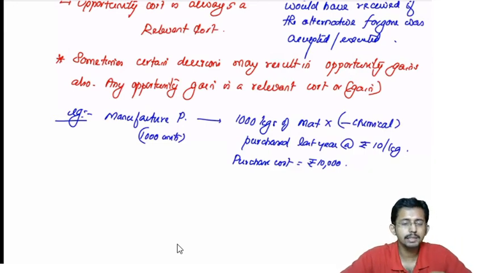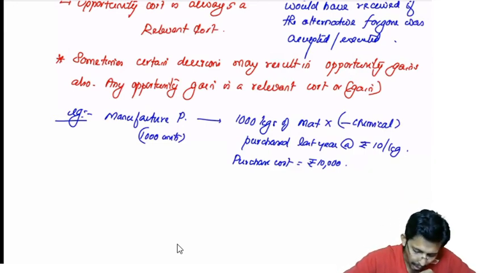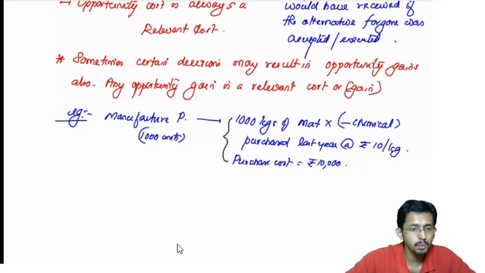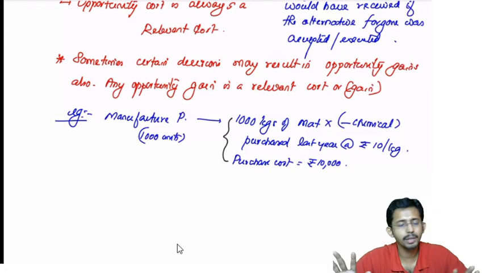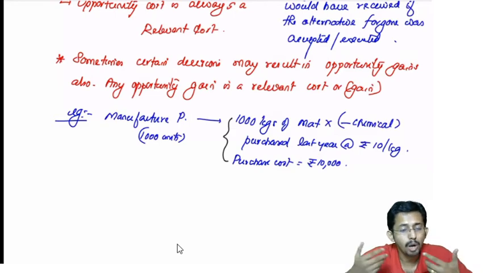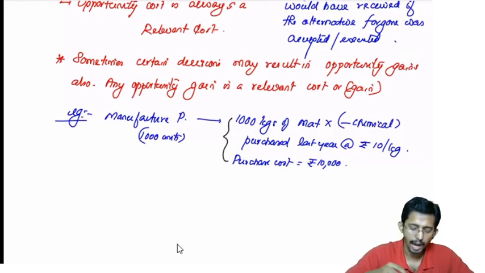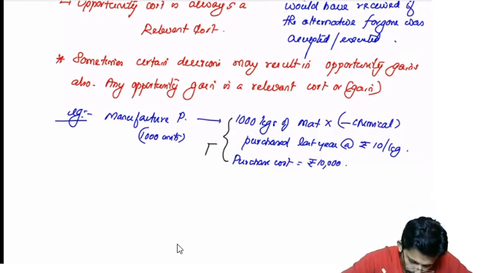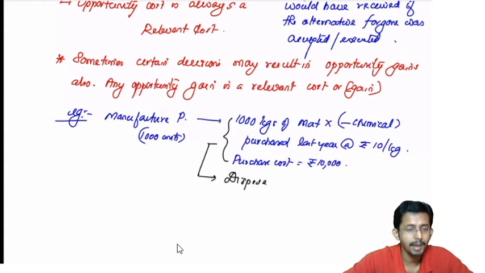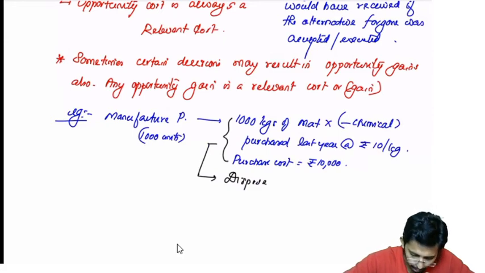When this material X lies in your godown, you have to see if there is any alternative use for it. Can you use this material X for some other work? No, no way, you can't use it. Can you sell it in the market? No, you can't sell it. It is some chemical. Then what is the way out? You have to dispose it off. If you are not using it for manufacturing P, it should be disposed off.